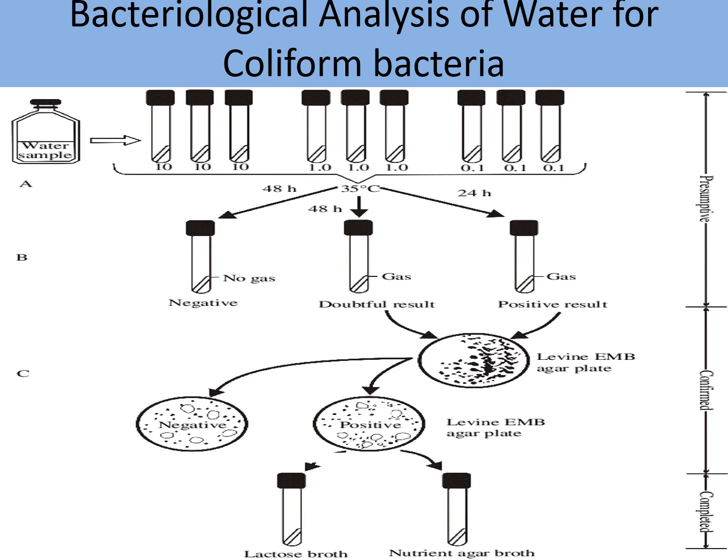After the presumptive test, the positive tubes have to be confirmed for enteric pathogens. So it is plated onto special media, EMB agar, and the positive color change is selected, and the test is completed by inoculating into lactose broth and nutrient agar broth. This is the procedure for the multiple tube method.